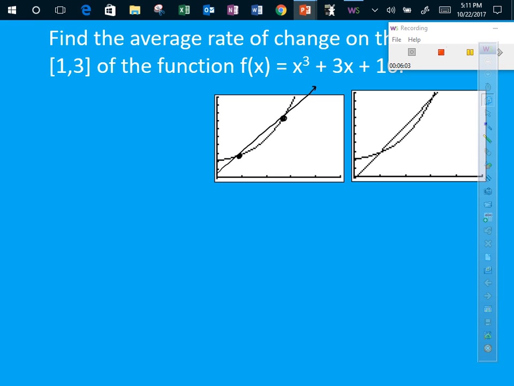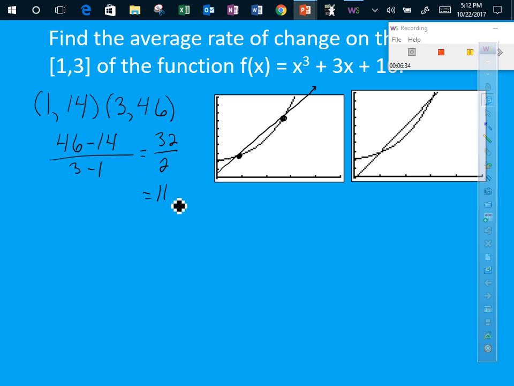So, two ways to think about this. I could think of the ordered pair 1 comma something and 3 comma something. If I plug 1 into the equation, I'm going to get 14. If I plug 3 into the equation, I'm going to get 46. My slope, my average rate of change, 46 minus 14 over 3 minus 1. Looks like that's going to be 32 halves, so it looks like 16.